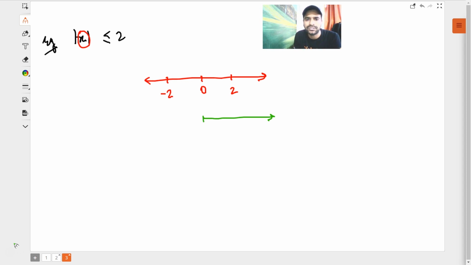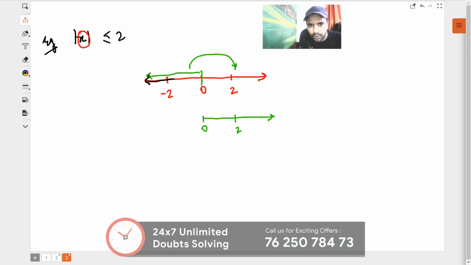I simply make it positive. That means what? If I cut the number line from here and rotate this portion over here and overlap these two lines, what I'm doing is that this was 0, this was 2. If I take this portion of the number line and rotate it like this and put it over here, assume as if it is hinged at 0.